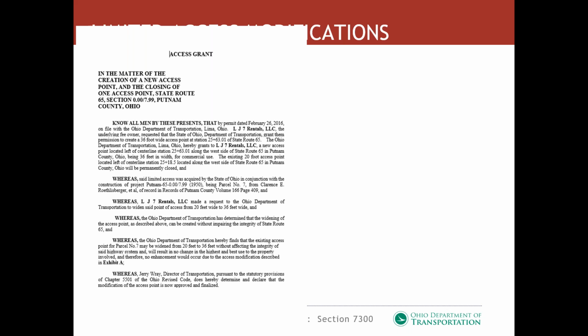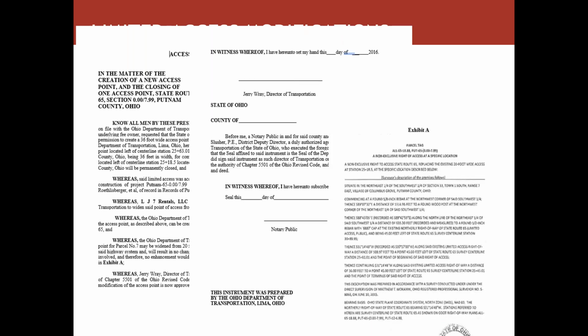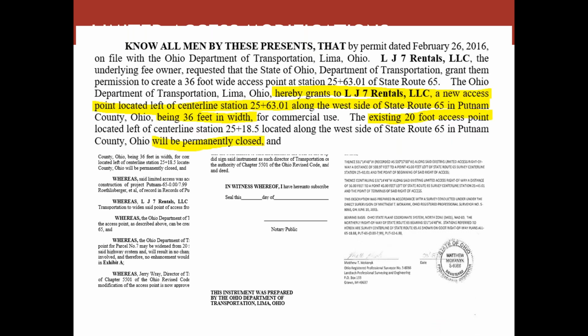Some specific items that we'll look at, and there's a signature page and the exhibit. So some specific items we're going to look at. First, there will be a clause that describes what's happening. In this instance, a Dollar General store wanted to move and widen their existing 20-foot commercial drive to a 36-foot wide drive.